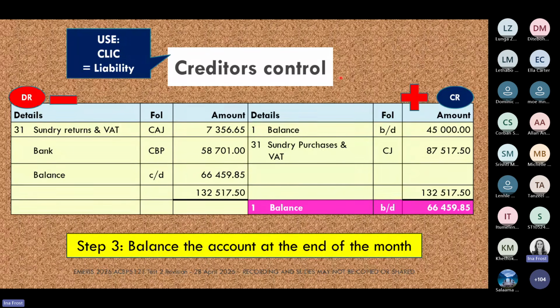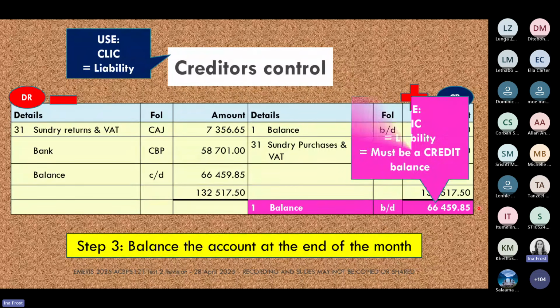And for a creditor's control account, the balance must always be on the credit side. The balance brought down must always be on the credit side, because remember, a creditor is a liability, and a liability has always got a credit balance.